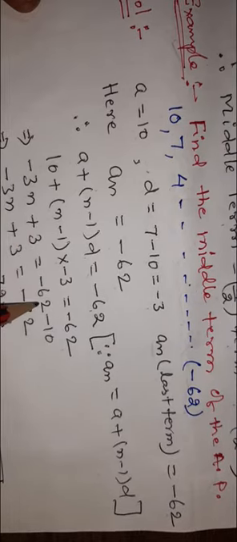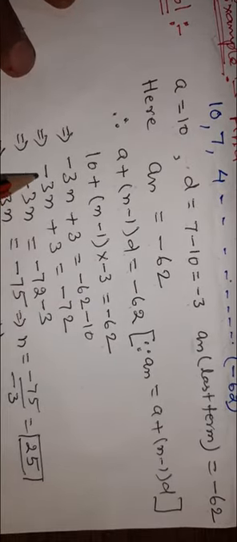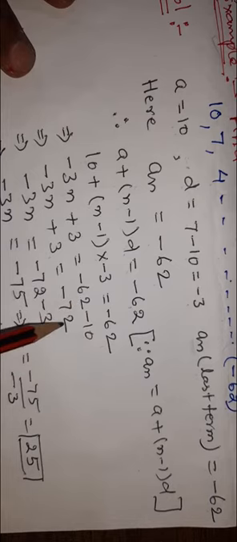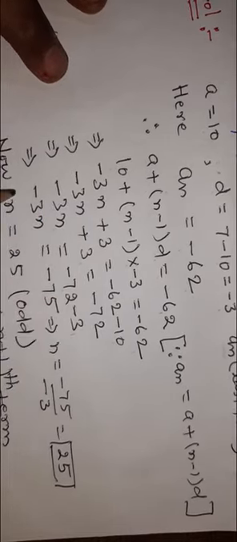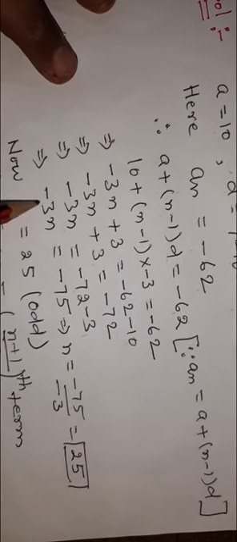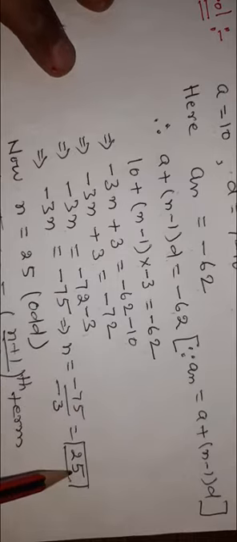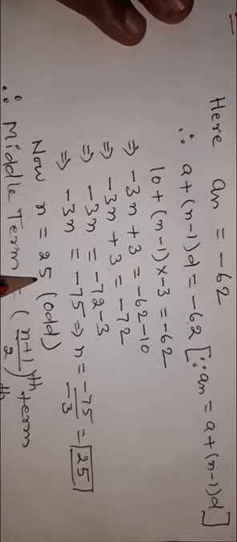ट्रांसपोज करेंगे तो क्या हो जाएगा, minus 62 minus 10. Here in the next step, minus 3n plus 3 is equal to minus 72, because minus 62 and minus 10 को ऐड करेंगे, minus 72. In the next step this implies minus 3n is equal to minus 72 minus 3. Again this implies minus 3n is equal to minus 75. This implies n is equal to minus 75 by minus 3 is equal to 25. Okay, so now here n is equal to 25.